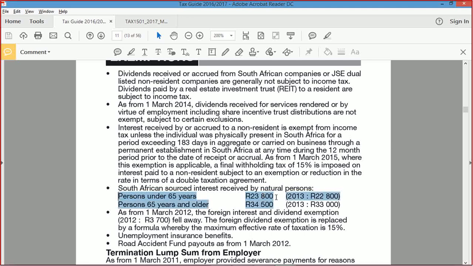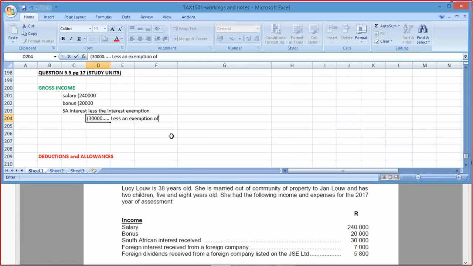Okay, less an exemption of, let's see, it was 23,800. Yeah, she's under 65, so she gets 23,800. Less exemption of 23,800 available. Would she make use of the exemption? Yes, she would. So we can show her interest: we can show 30,000, and then we can show the minus 23,800. See that? Okay. What else?